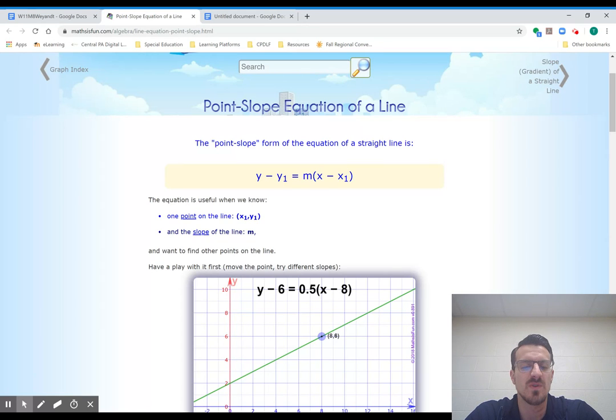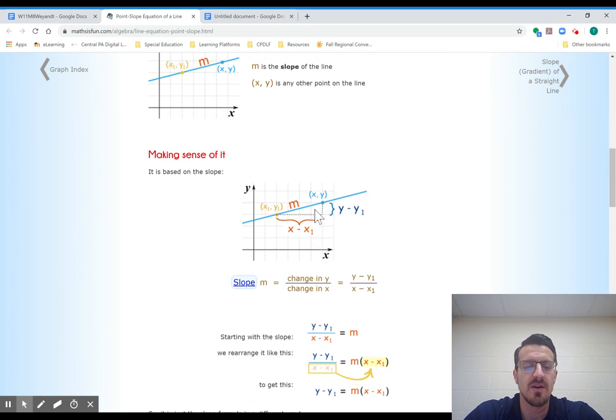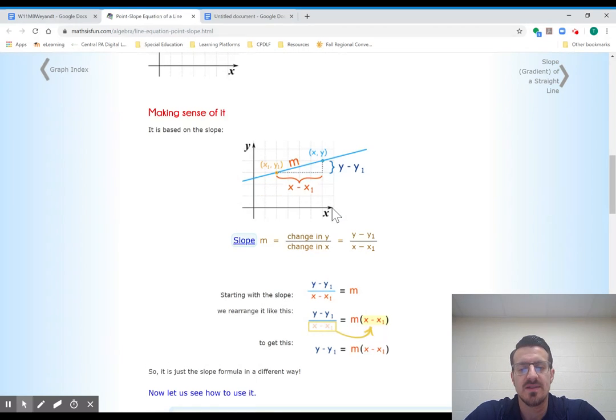In one of your checkpoints, it asks you, is this coordinate on the line? Well, we can use this point slope equation to say yes, it is, or no, it's not, if the equations match up. And we'll go through an example here very shortly. So making sense of it, the slope equation that we use is the change in y over the change in x, that's simply y minus y1 and x minus x1.